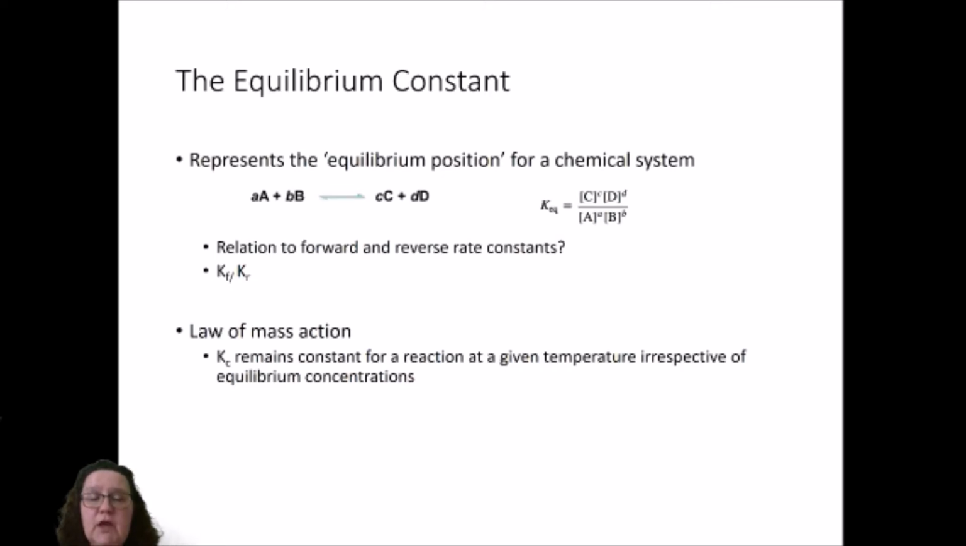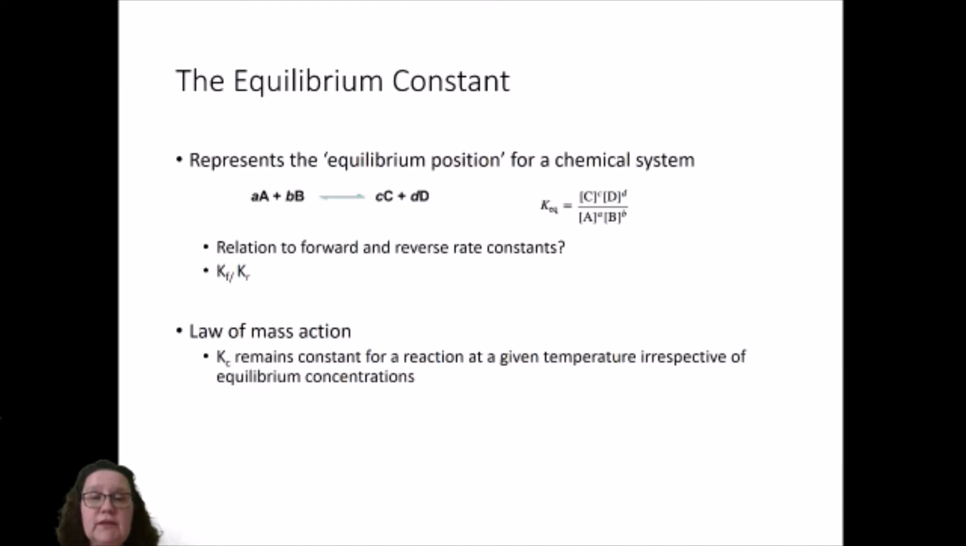the products, sorry, to the power of their coefficients, divided by the concentration of the reagents to the power of their coefficients. So the product of the concentrations of products to the power of their coefficients, divided by the product of the concentrations of reagents, each reagent to the power of its coefficient.